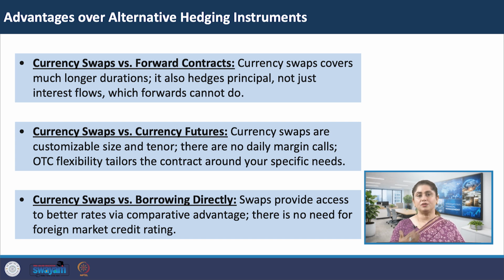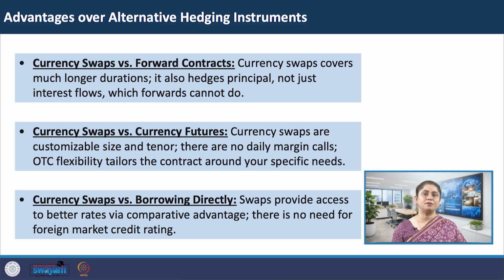Now, what about swaps versus borrowing directly in the foreign markets? A swap lets you access better interest rates through comparative advantage without needing a foreign credit rating. Let me expand on this, that is, swap versus direct borrowing. This is where the concept of comparative advantage really shines. Imagine an Indian company that needs to raise USD. It could approach a US bank, but it has no credit history in the US. It would either face a very high rate or be turned away.